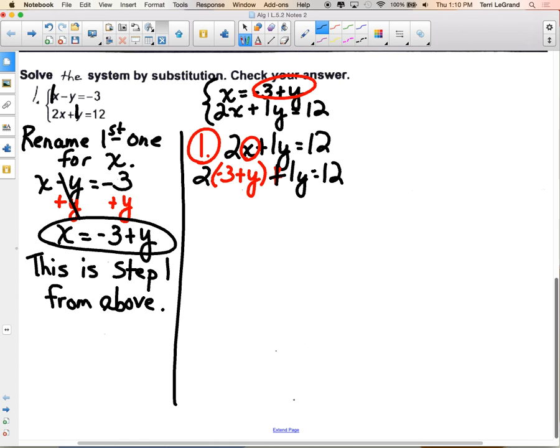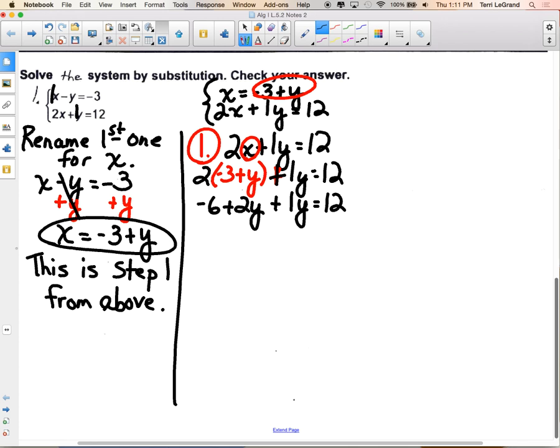What do we need to do first, though, before we solve it? Mara? Distributive property. We've got to do some distributive property. We got to simplify it. So after our distributive property is done, we have negative 6 plus 2y. Bring along the rest of the equation.